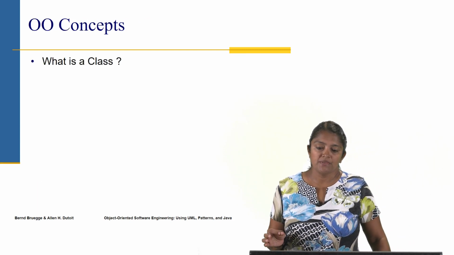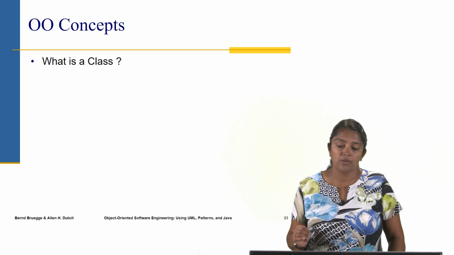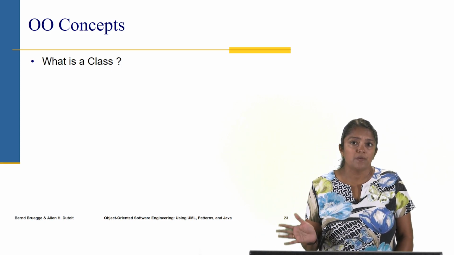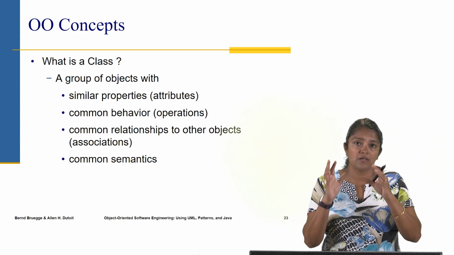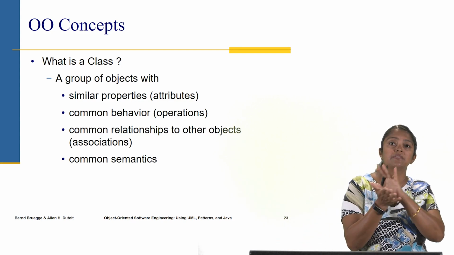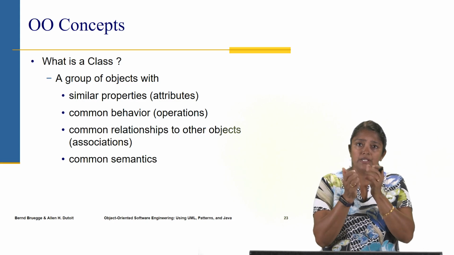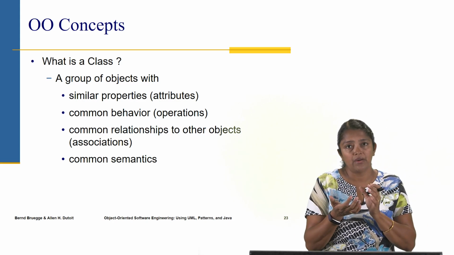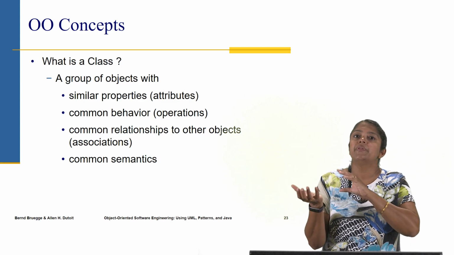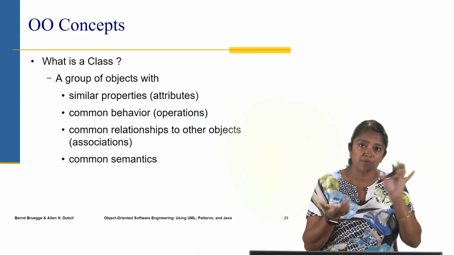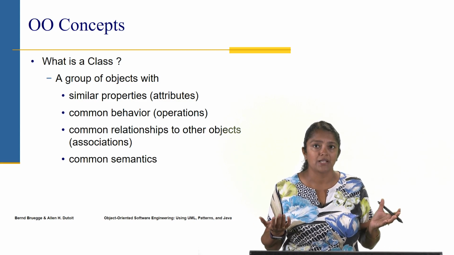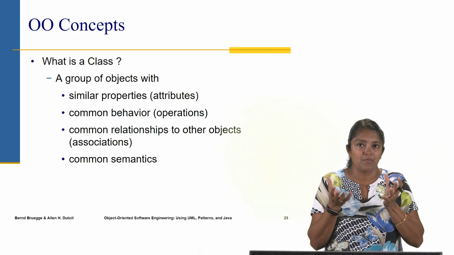Now, with object-oriented concepts that you're familiar with, just as a quick refresher, what is a class? Basically, a class is a group of similar objects. These objects have similar properties or attributes, similar behavior or operations, the same kind of relationships to other objects, and then they have the same common semantics. So that's when we're grouping them into a class.